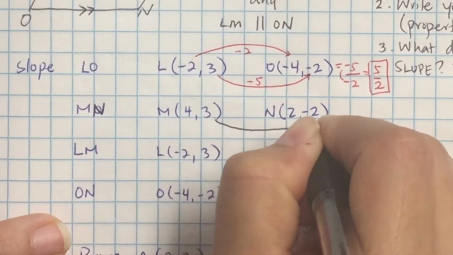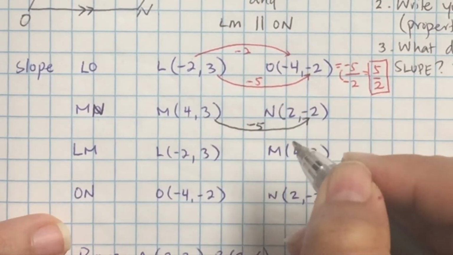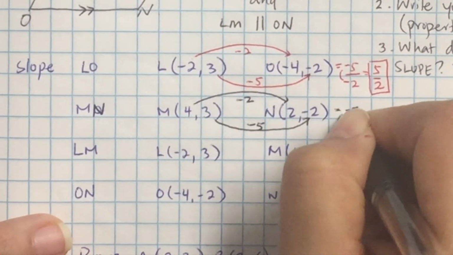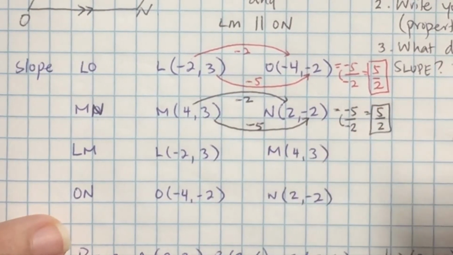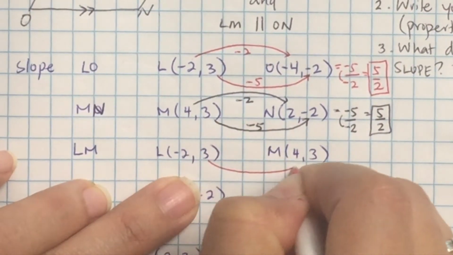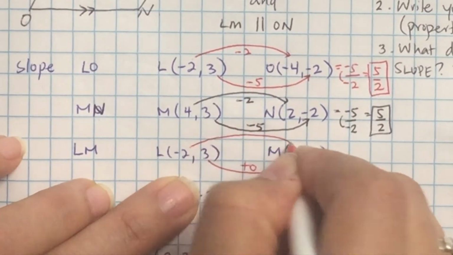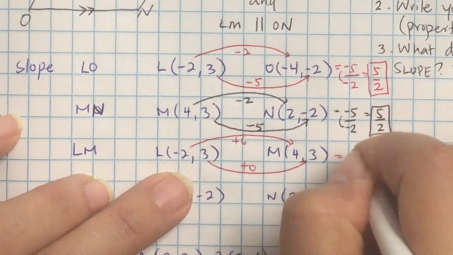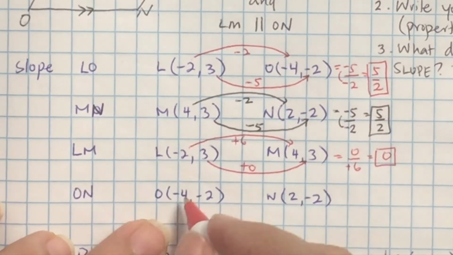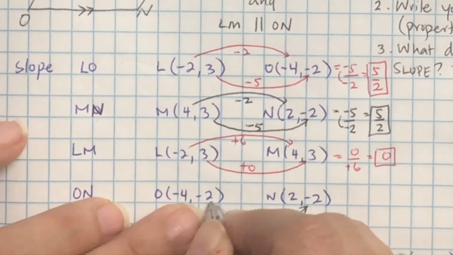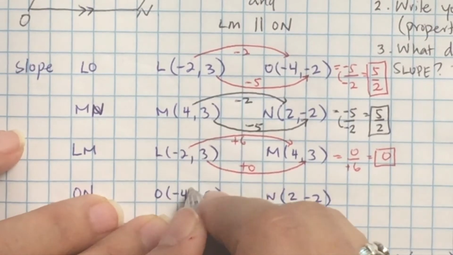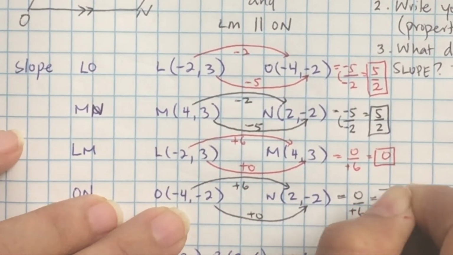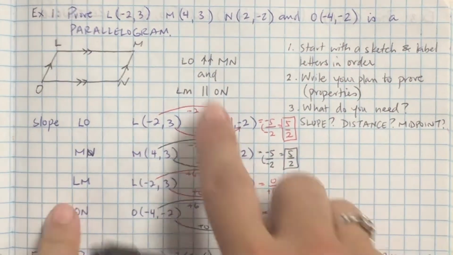Alright, next one, change in y goes from 3 to -2. So what's that? -5. And then it goes from 4 to 2. What do I do there? Subtract 2. So it's going to be -5 over -2. Take care of the signs, it's 5 over 2. So I can see those are parallel. From L to M, from 3 to 3, I'm adding 0. From -2 to 4, I'm adding 6. So change in y is 0 over +6, and 0 divided by anything is 0. From -2 to -2, adding 0 again, I don't change. And then from -4 to -2, I'm adding 6. -4 plus 6 is 2. So 0 divided by 6 is 0.